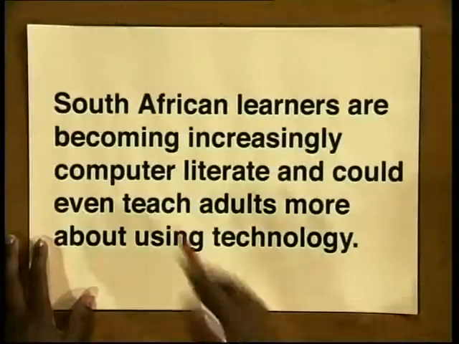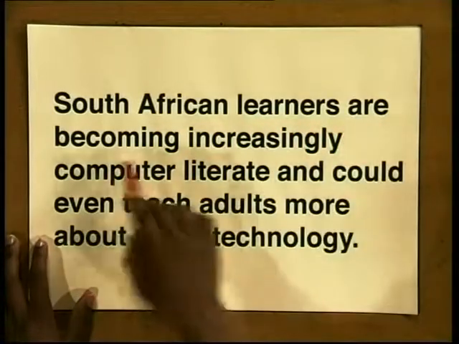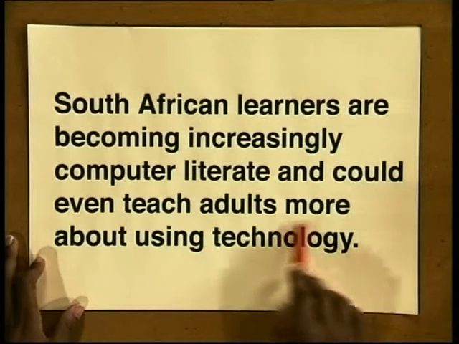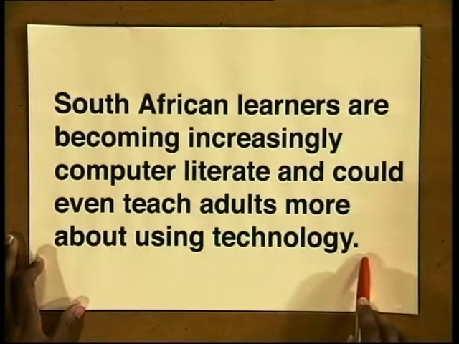If we left out examples and illustrations, our summary would read, South African learners are becoming increasingly computer literate and could even teach adults more about using technology. This still covers the same key concepts, but the sentence is much shorter. Now, did you notice that I changed the wording slightly? This is the next key summarizing skill that I want you to master.